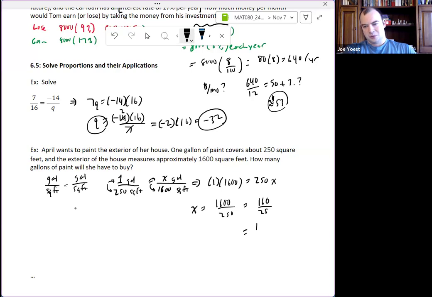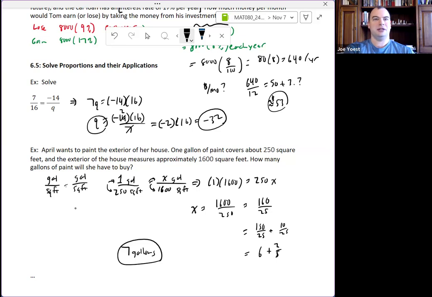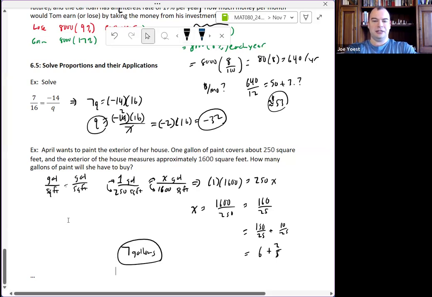And I notice that this is 150 over 25 plus 10 over 25. It is 6 plus a little bit. Well, plus 2/5. So we should buy 7 gallons of paint. We'll use 6 full gallons, at least we estimate we'll use 6 full gallons plus 40% of the next gallon. But if we only bought 6 gallons, we would have a section of house unpainted. So we need 7 gallons.